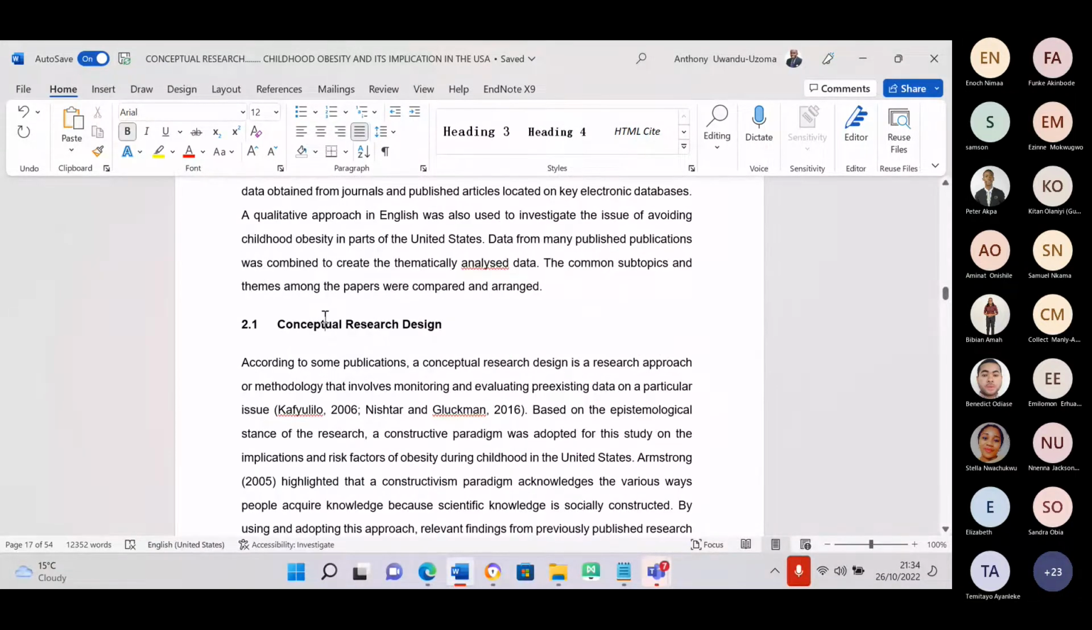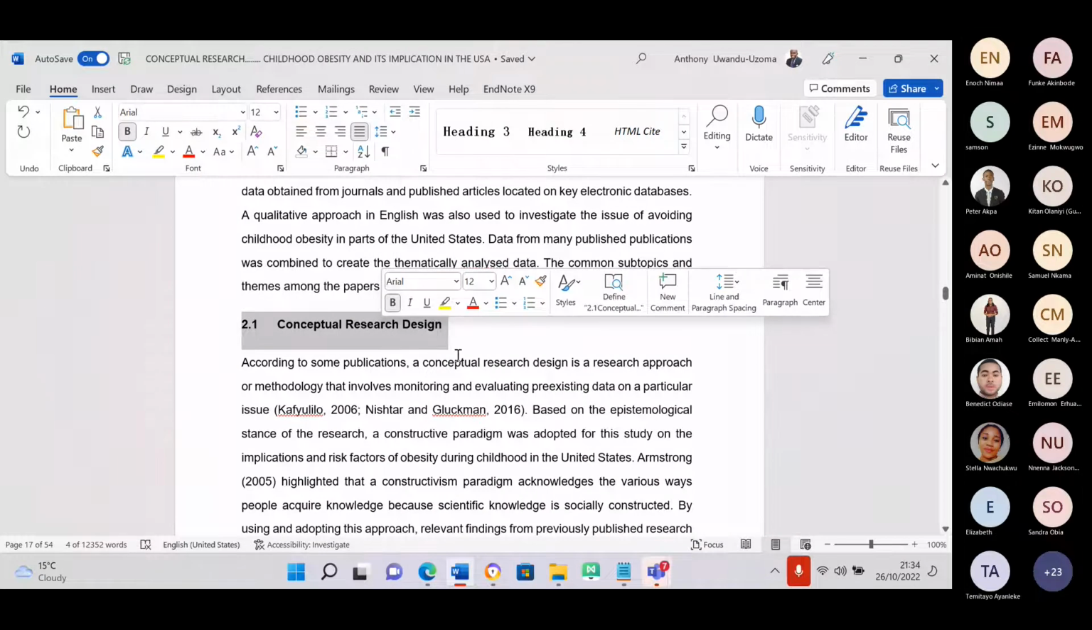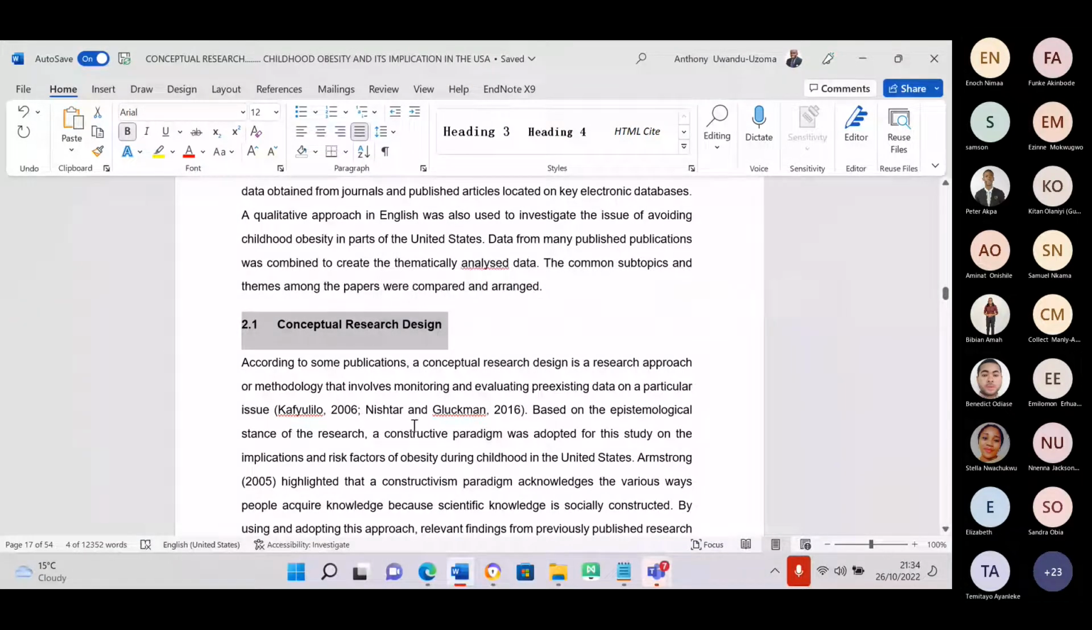Make sure you define what quantitative research design is. Don't copy this one, it's plagiarism. Just get your own. Define what conceptual research design is.